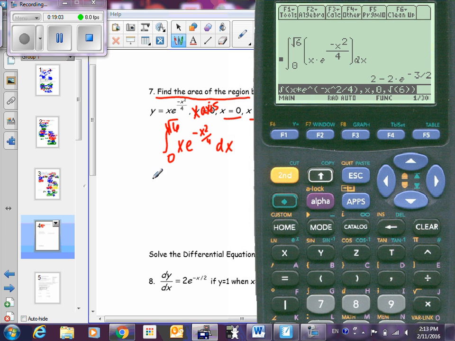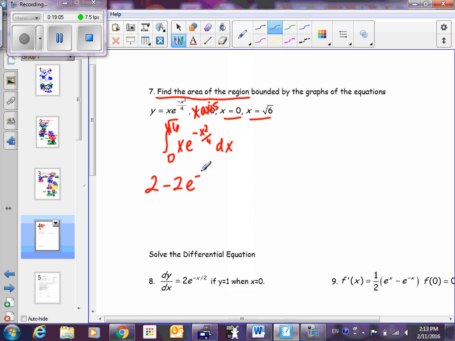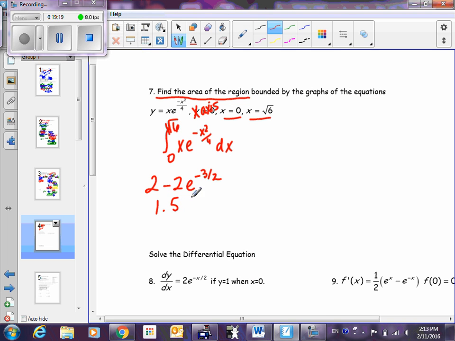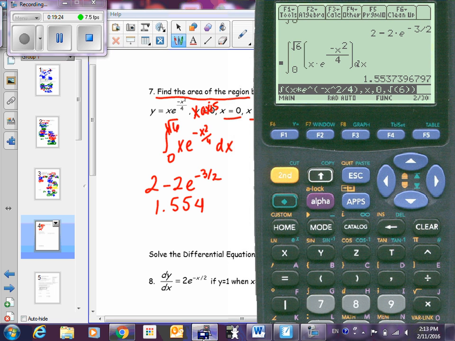2 minus 2 e to the negative 3/2. Okay, what if you wanted a decimal answer? Diamond enter. You get like 1.554. I did not do that in my head, by the way. That's just off memory from earlier classes. I cannot do that kind of math in my head.